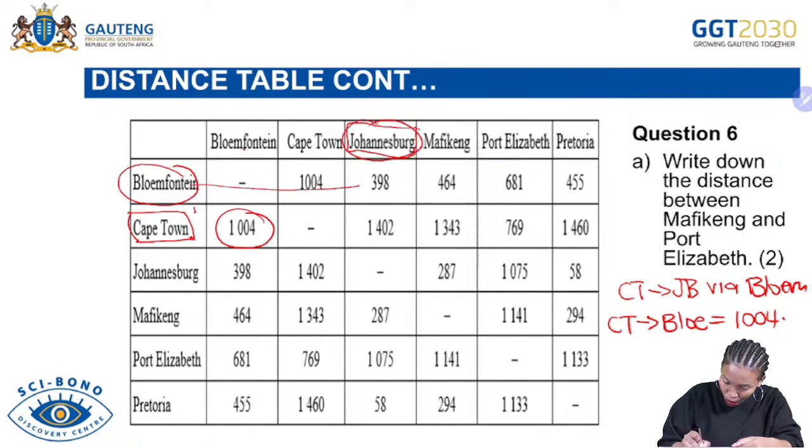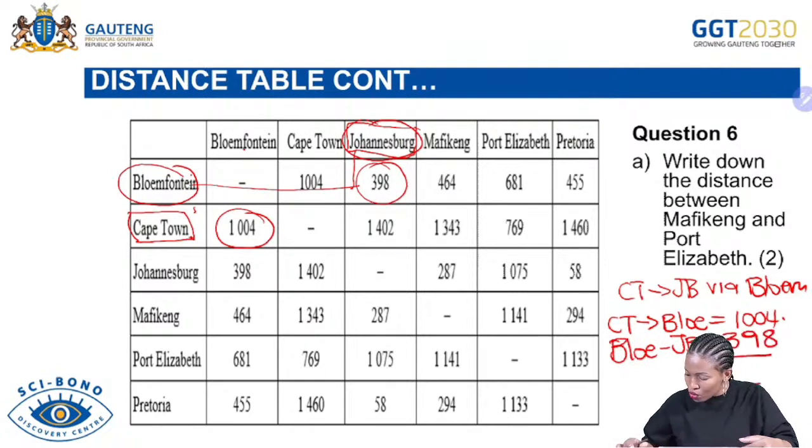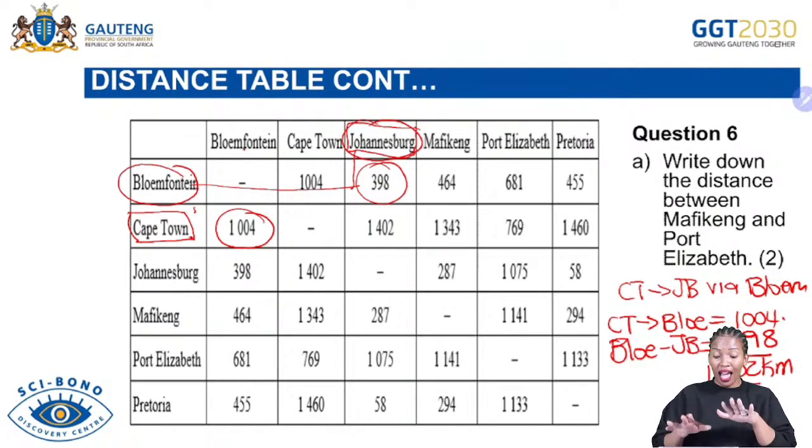What is the distance from Bloem to Johannesburg? It is now 3. Let me say from Bloem to Joburg. It is now what? It is 398. So you add the two. It is 1,004 plus 398. The answer is 1,402 kilometers. Guys, this is how you use a distance table.